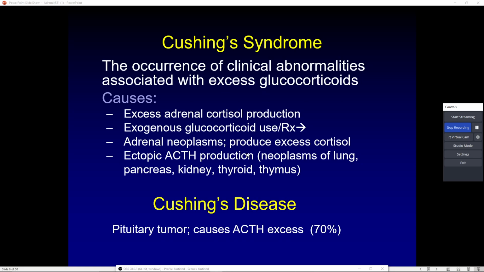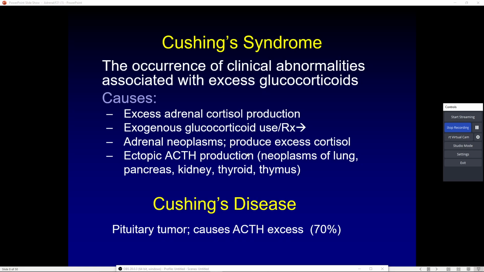Adrenal. Just like the thyroid has its causes, we have our causes here. Most common causes are neoplasms, autoimmune disorders, which would be Cushing's disease. But Cushing's syndrome just says, hey, I have too much cortisol. Why? Could be a variety of reasons.